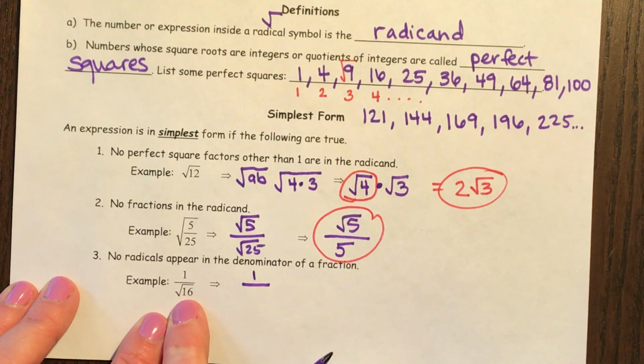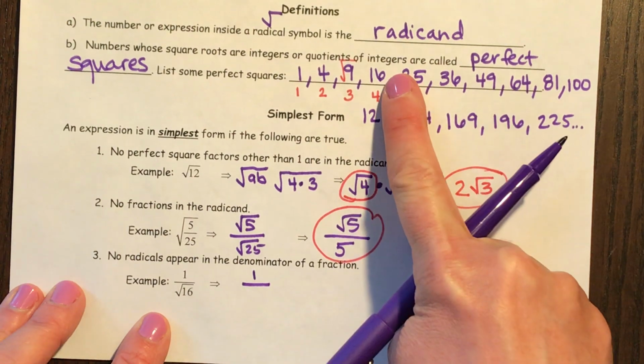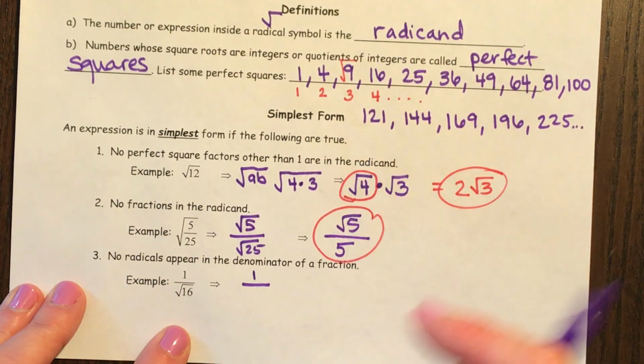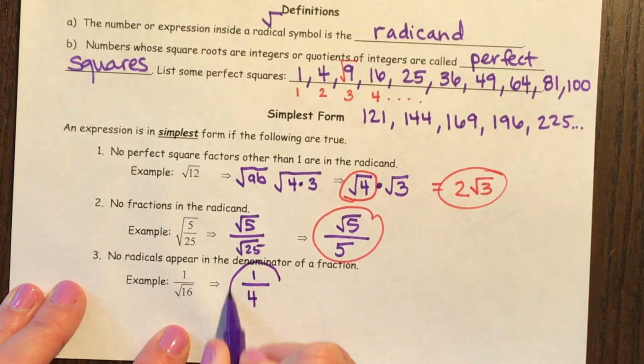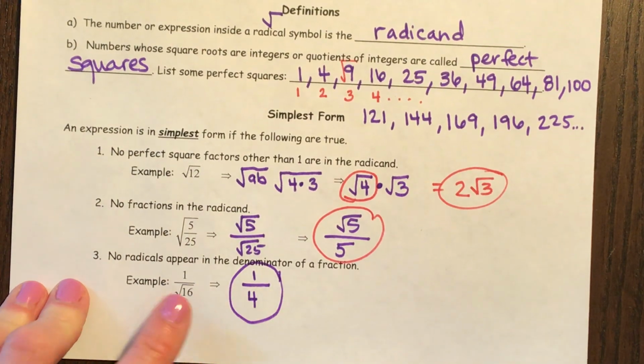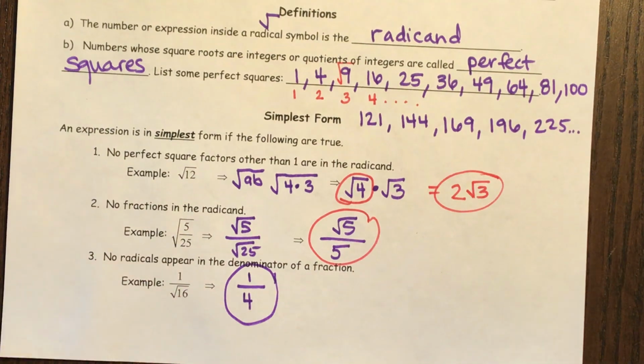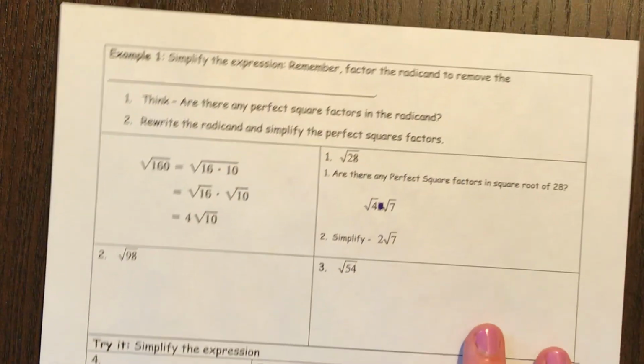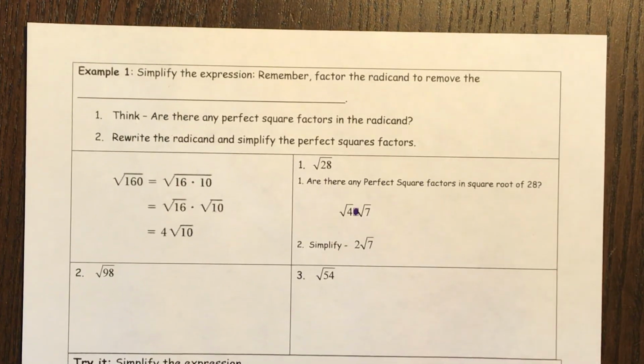But the square root of 16 I need to simplify, and the square root of 16 is the number 4. And this is the most simplified version of what we started with. Now, if you go ahead and turn your page, I'm going to go through just some simple examples, starting with simplifying a radical.